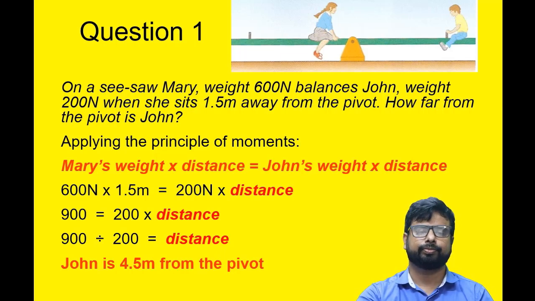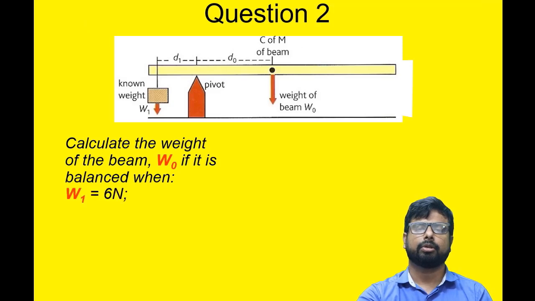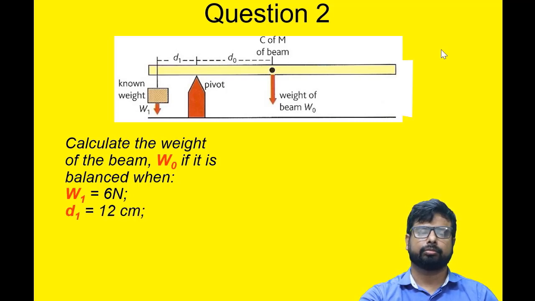Now question number 2. Look at the diagram here. Calculate the weight of the beam W0 if it is balanced when W1 is 6 Newton. Here W1 is 6 Newton and D1, that means perpendicular distance from the pivot to W1, the known weight, is 12 centimeter. And D0, that means perpendicular distance from the weight W0 to pivot. So we have to find out the W0.